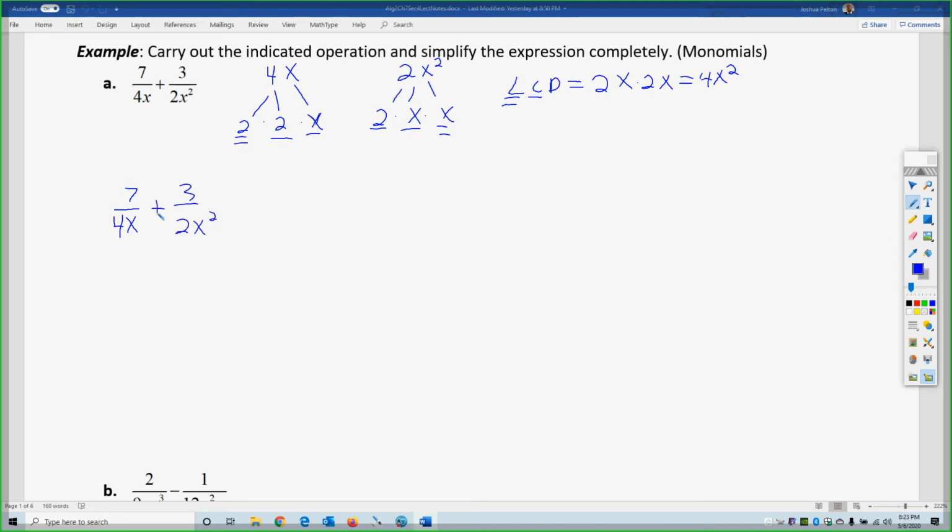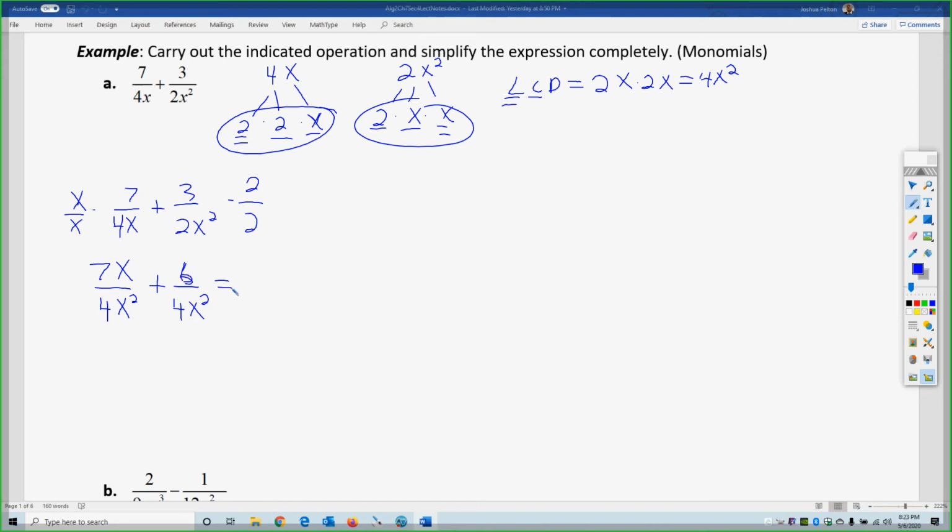So the 4x is missing another x to get it to x squared, right? So multiply it by x over x, which is 1, just like you would in a numeric fraction. And 2x squared needs to be 4x squared, so it's missing another 2. So multiply by 2 over 2. So that gives us 7x over 4x squared plus 6 over 4x squared. Okay, for a final answer of 7x plus 6 over 4x squared.